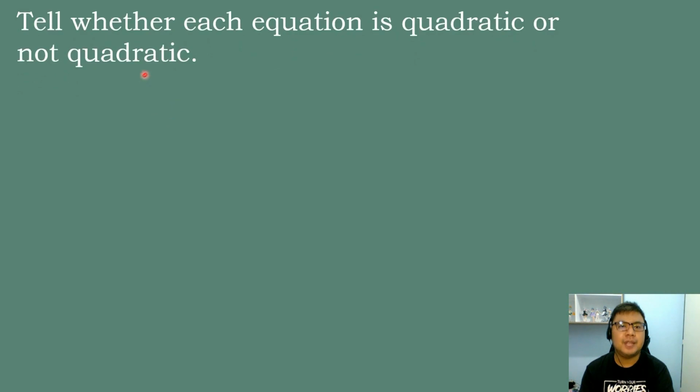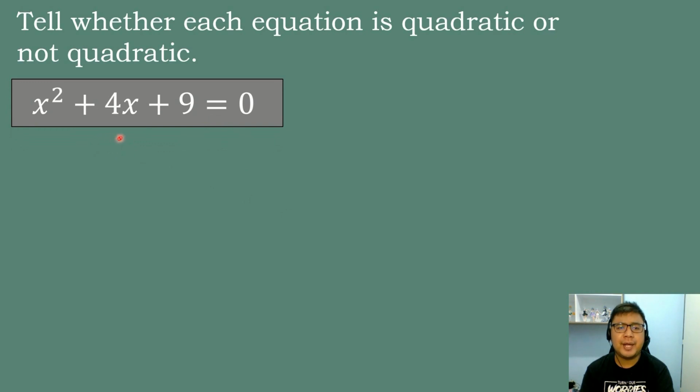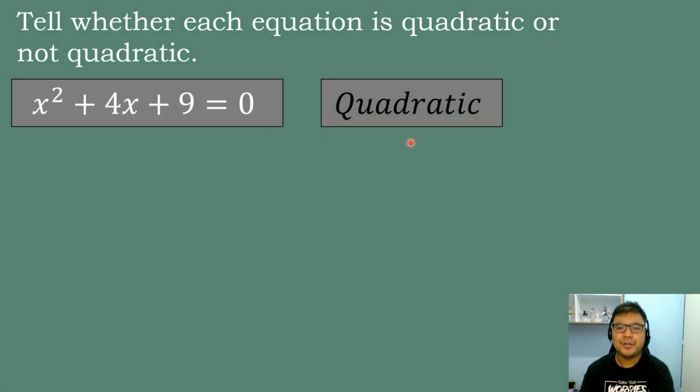So let's try to answer the following question. Tell whether each equation is quadratic or not quadratic. x squared plus 4x plus 9 is equal to 0. Is it a quadratic equation or not quadratic? Alright, very good. The correct answer is quadratic.